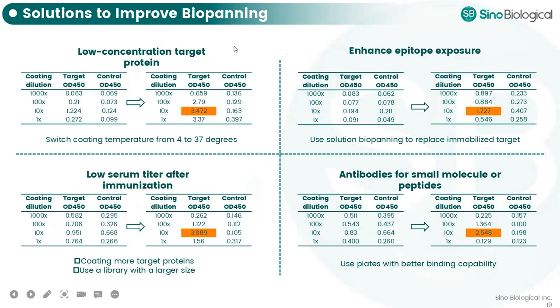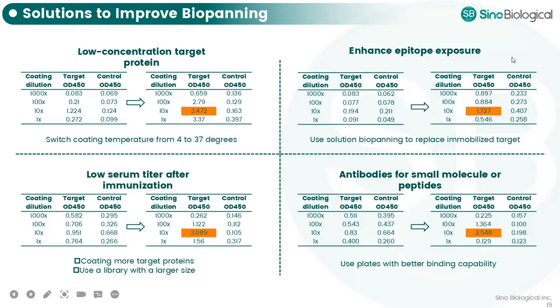For some of the target proteins, we didn't get good concentrations, or there is a low amount of target protein. To solve this problem, we switch the coating temperature from 4 degrees to 37 degrees to help get enough coated protein. And we see that we are able to get good screening results for the biopanning procedure.